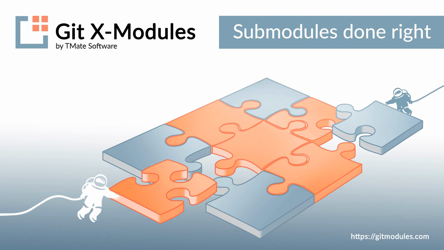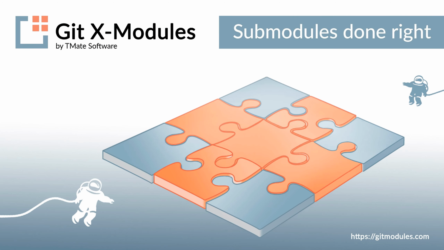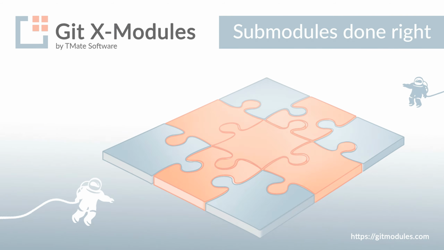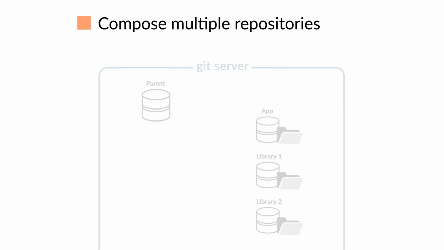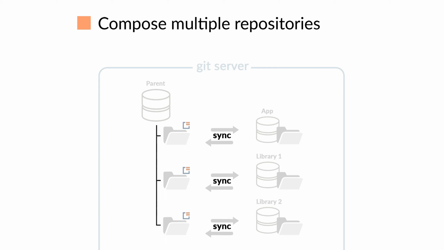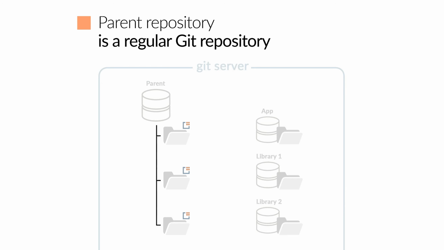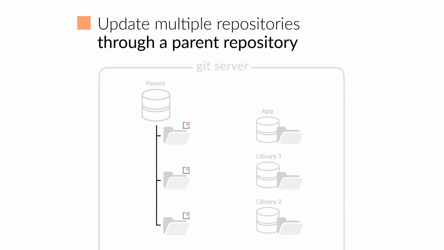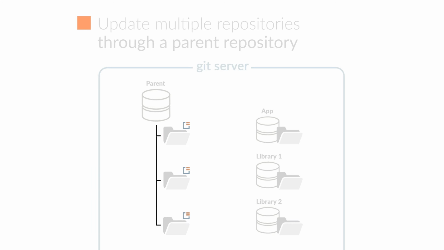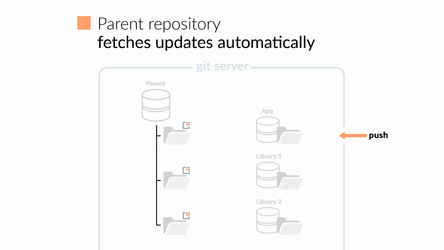Introducing Git X-Modules, the modern workflow for modular Git projects. With Git X-Modules, you can compose multiple Git repositories into a single parent repository, leaving the original ones intact. The parent repository is just a regular repository on your Git server. So, by updating this repository, you can update multiple original repositories at once. When an original repository is updated, the parent repository automatically fetches the updates as well.